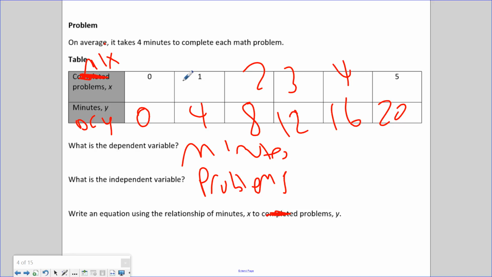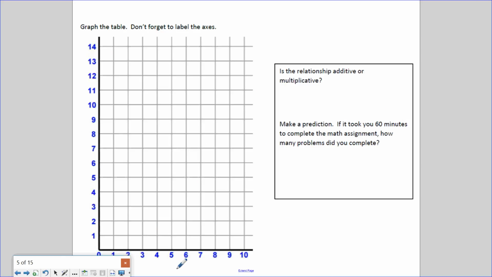So we are multiplying by 4. So multiplying by 4, y equals 4x. That's the formula for minutes. You have to figure out how many problems there are, 4 minutes per problem. Let's graph this. This is the number of problems. This is the minutes.